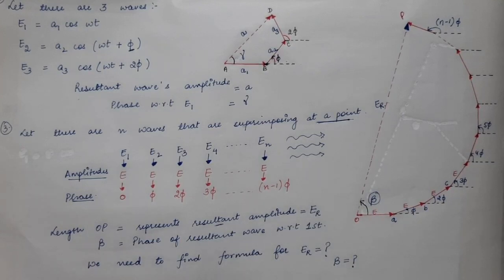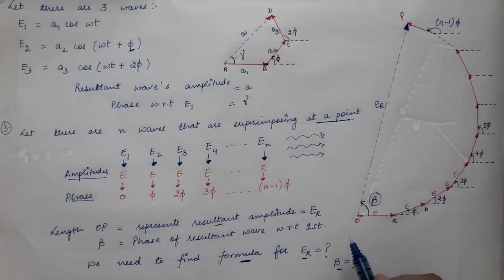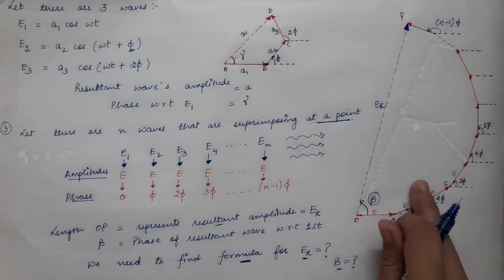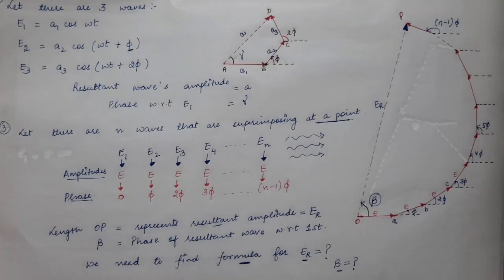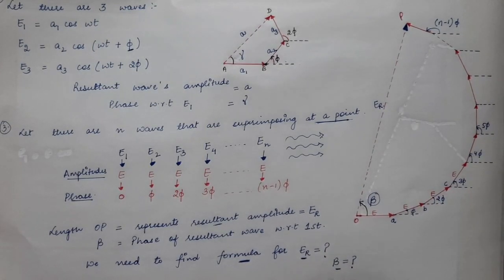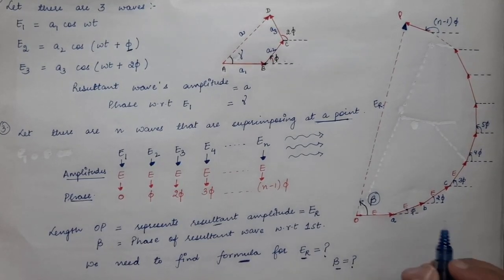Now what we need to find is the formula for the resultant amplitude and the phase of the resultant wave, that is, the formula for ER and beta. We will do various mathematical calculations and find the formulas for ER and beta using this phasor diagram. The method will be very simple. So what will be the method?